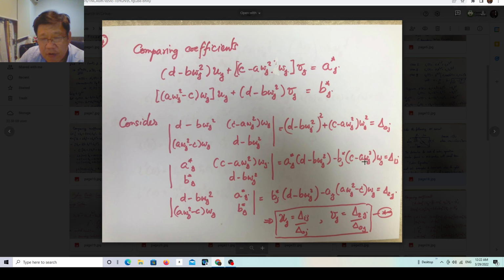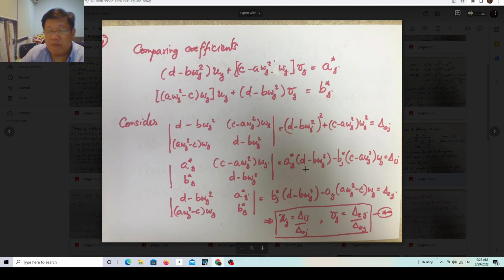Once you make the correction, this is the exact formula for what we call Cramer's rule. The fraction delta 1j over delta 0j is u sub j, and delta 2j over delta 0j is v sub j, where j is equal to 1, 2, 3 up to m. So that finishes deriving the formula.